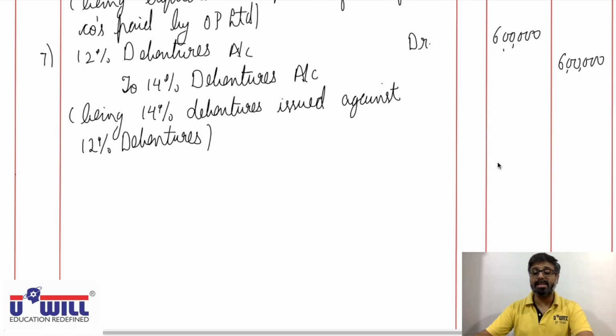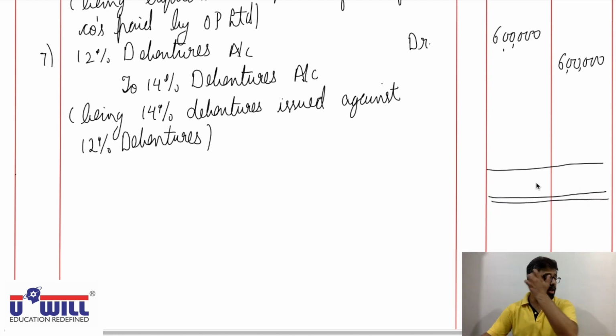Being 14% debentures issued against 12% debentures. This was the last entry. Okay, after that we have no other entries.